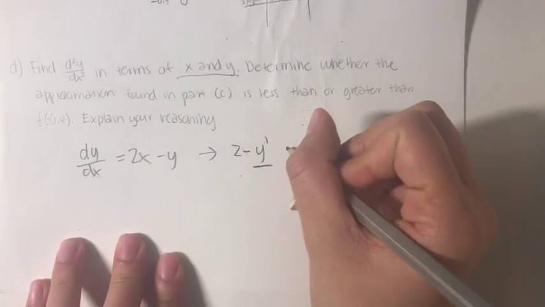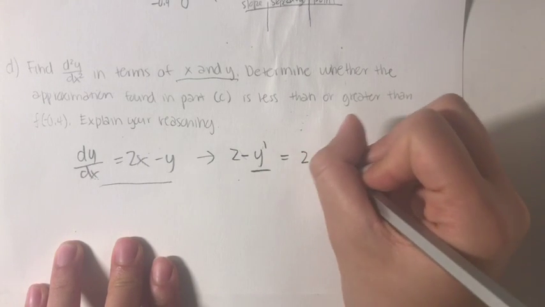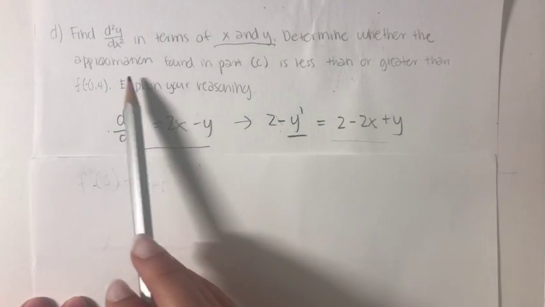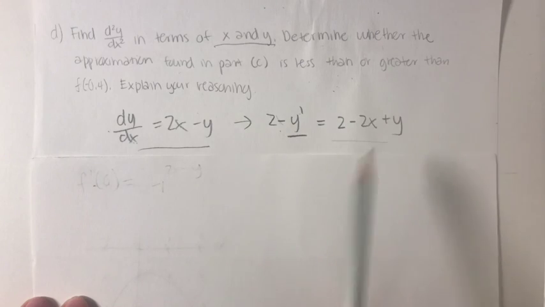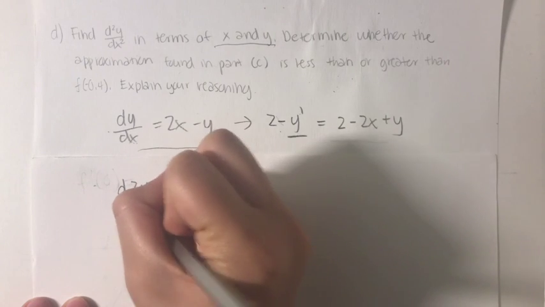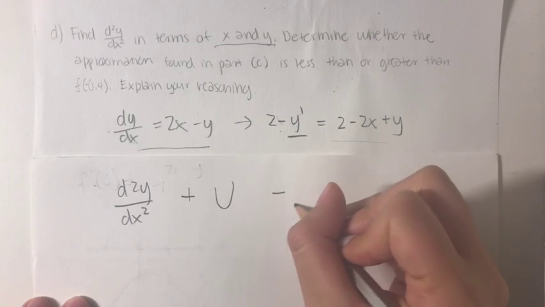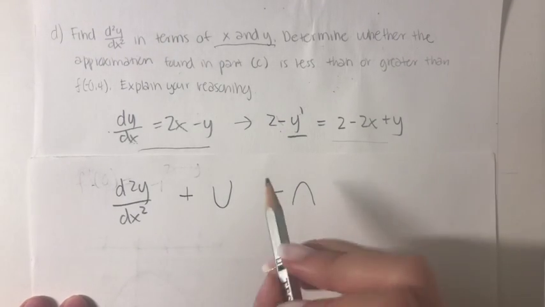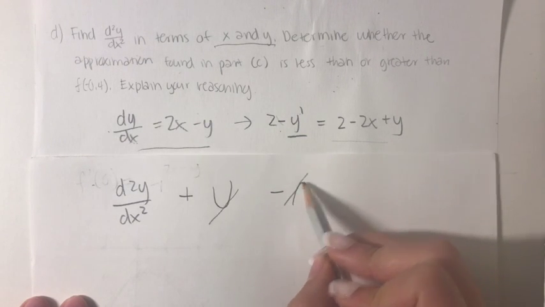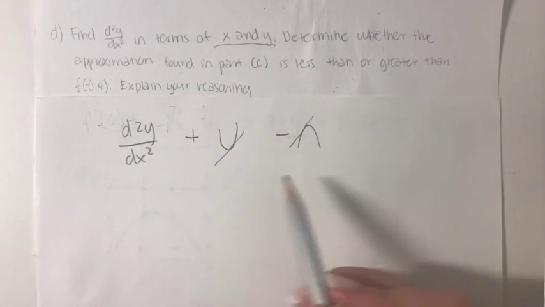Next you have y prime, so you just plug the original derivative back in, and you get 2 minus (2x plus y). Since it's asking whether the approximation is less than or greater, you know that this is always asking you to plug something into the second derivative. If it's positive, then it's concave up. If it's negative, then it's concave down. And so if it's concave up or down, you can then use the approximation to see whether it would be over or under.